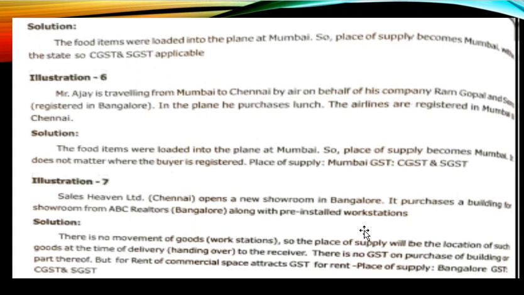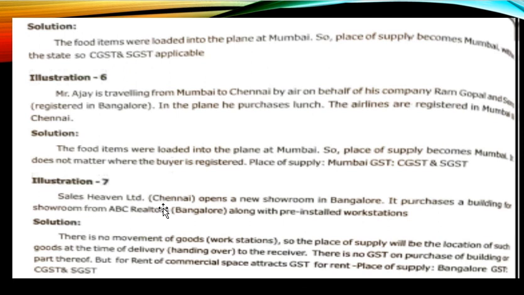For any purchase, there is no movement of goods or services here. The place of supply would be the location of the goods at the time of delivery if there is any movement of goods. As there is no movement of goods, there is no GST on purchase of a building or part thereof. But if rent is paid for that commercial place being used, it attracts GST on rent. Then the place of supply will be Bangalore, and the GST to be charged will be CGST and SGST.